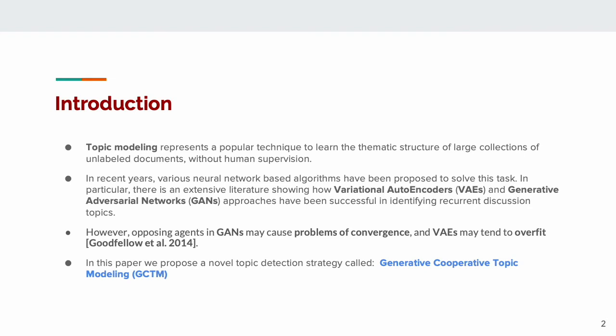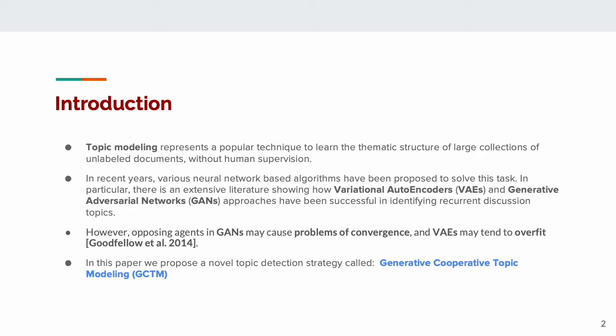Topic modeling represents a popular technique to learn the thematic structure of large collections of unlabeled documents without human supervision. Essentially, it's an unsupervised natural language processing task. In the last years, different neural network models have been proposed to solve this task, like autoencoders with their variants and generative adversarial networks. However, these approaches present some problems.